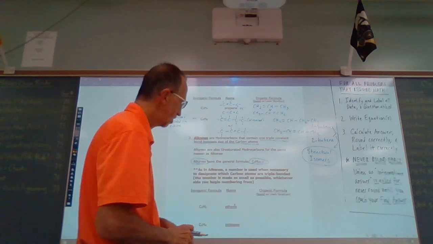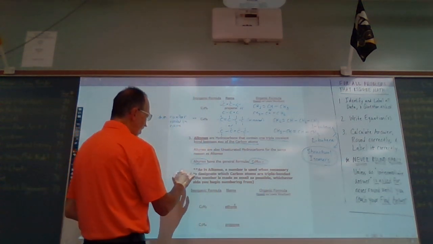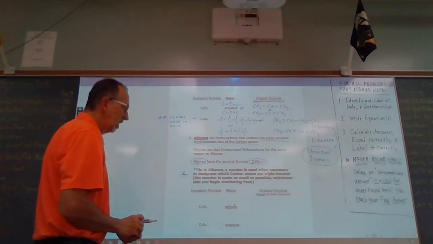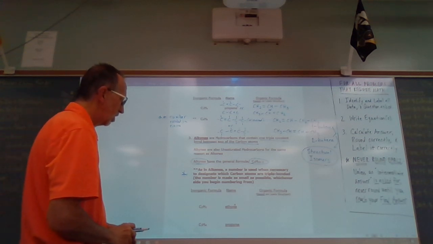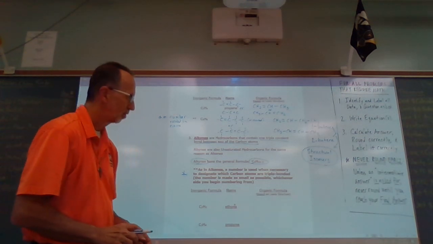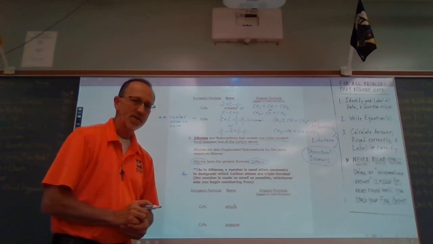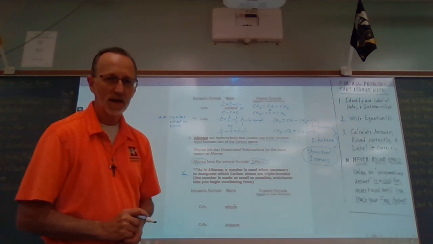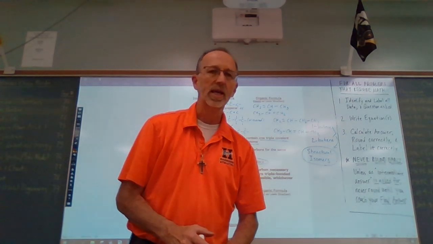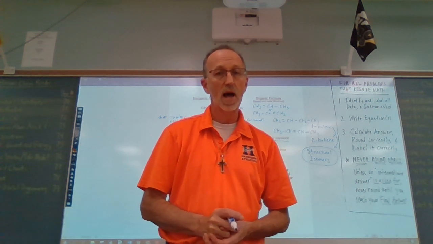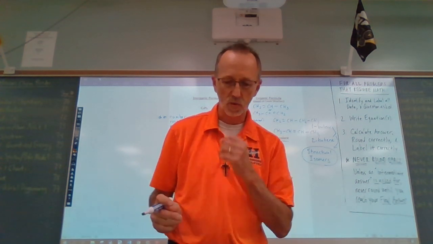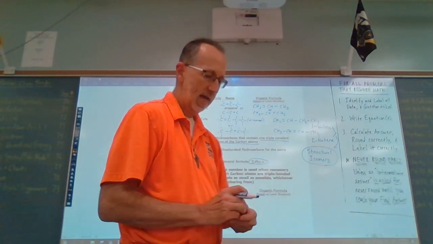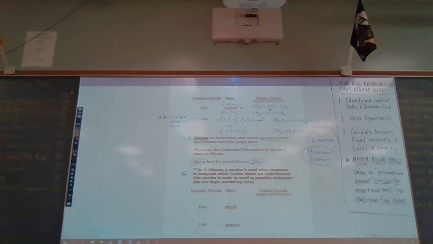Minus 2. As in alkenes, a number is used when necessary to designate which carbon atoms are triple bonded. Again, the number is made as small as possible, whichever side you begin numbering from, left to right or right to left. Again, I always number left to right. That's just natural for me. But of course, that means that there are other options for you as well. So let's look at those. Raise the screen up here.